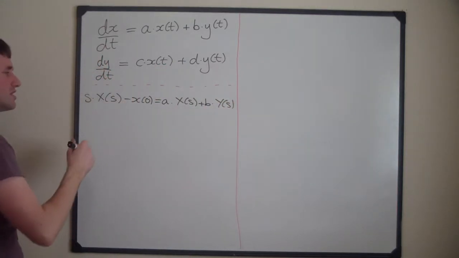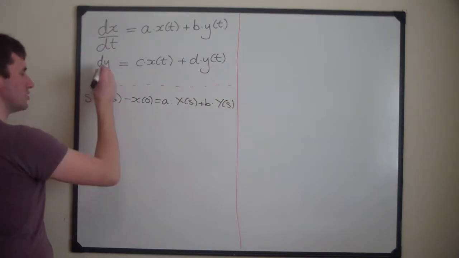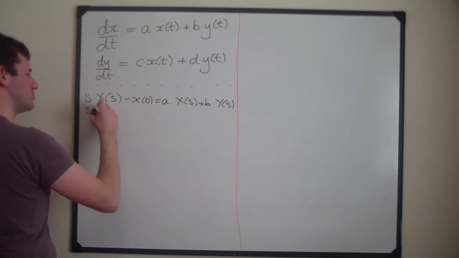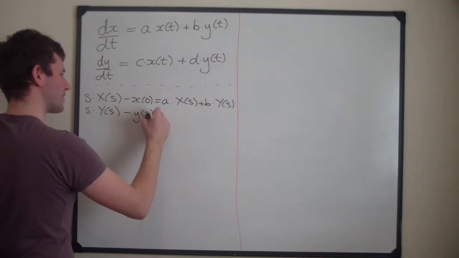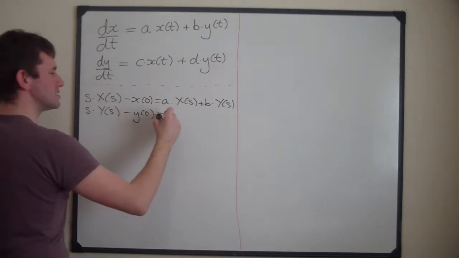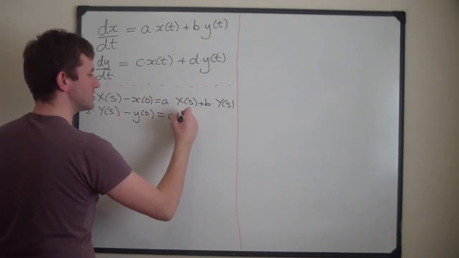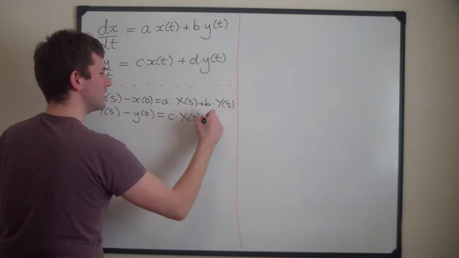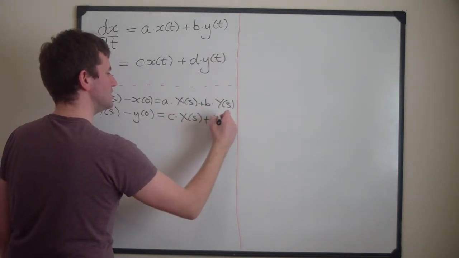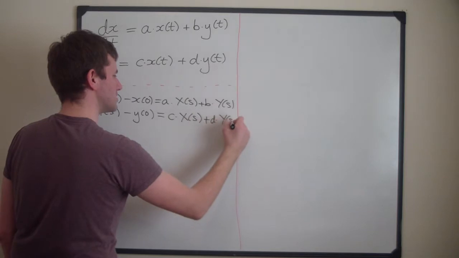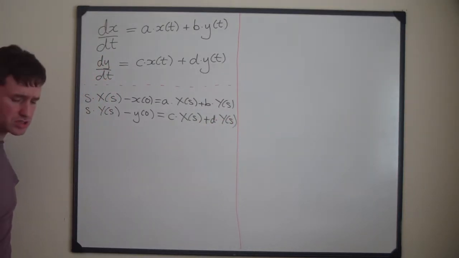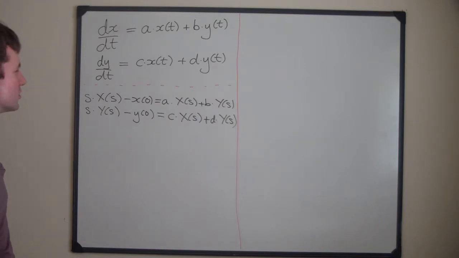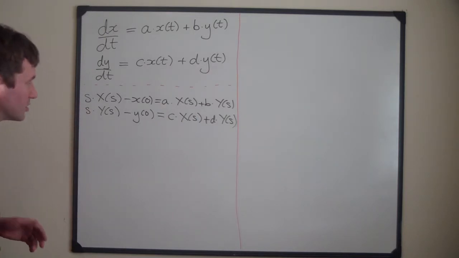And take the Laplace transform of the second one as well. So dy/dt is sent to sY(s) minus y(0) equal to the constant c, where little x(t) is sent to big X(s), plus the constant d, where little y(t) is sent to big Y(s). So what the Laplace transform does is it turns simultaneous differential equations into simultaneous algebra equations.